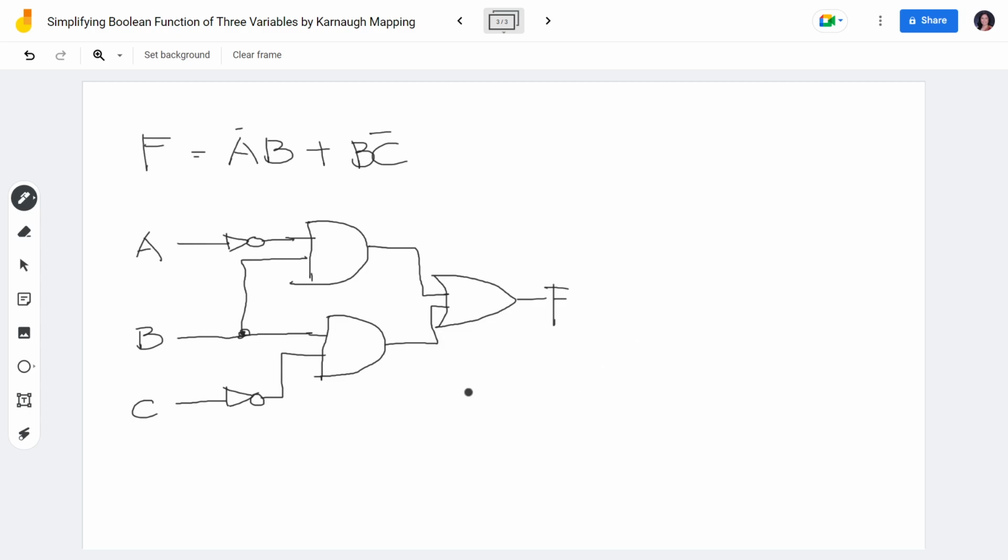So I hope that you've learned something from our lecture or demonstration about simplifying Boolean functions of 3 variables by Carnot mapping. So I hope that this will help you in your study of logic circuit design.